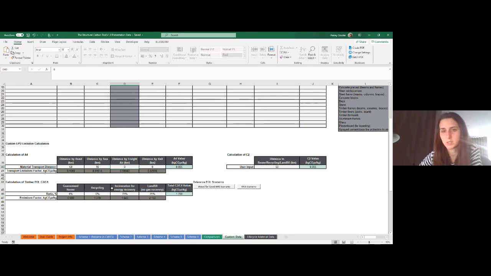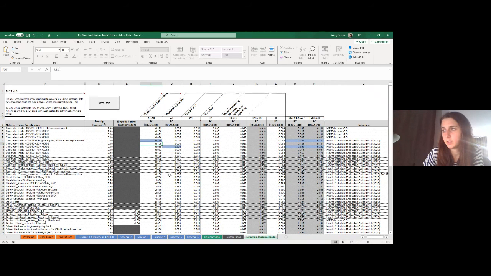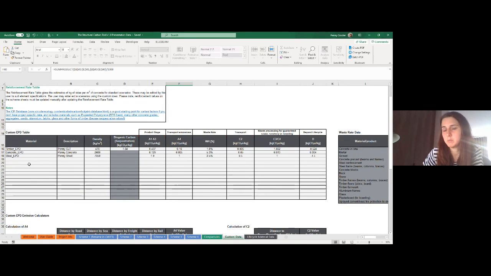So if you have something that's being transported to site in a different way to what the standard EPD says, you can simply calculate the value there, and then either amend the material specification in here by updating this column, or add it as a separate custom EPD. So yeah, it is perfectly possible to do that. Very good, thanks Penny.